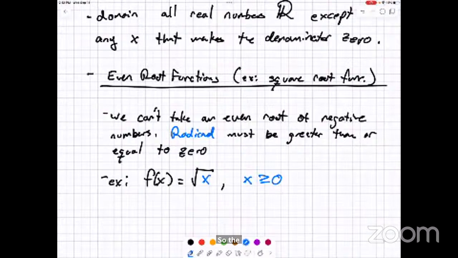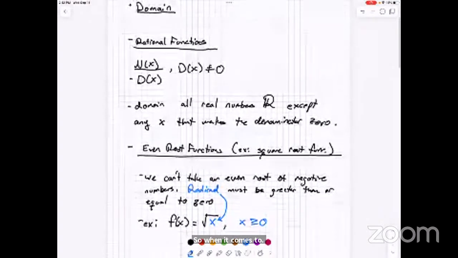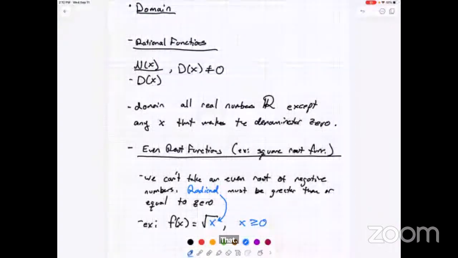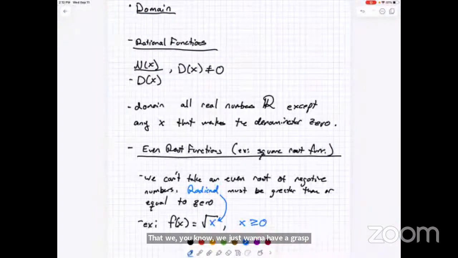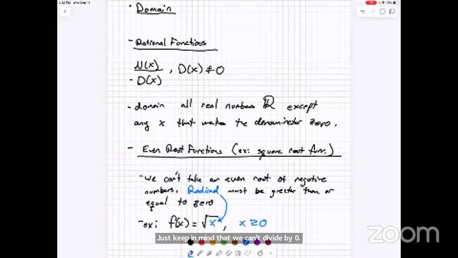So when it comes to domain, these are the main two that we just want to have a grasp of. If it looks like a fraction, just keep in mind that we can't divide by 0. If it's an even root, we can't take an even root of a negative number.